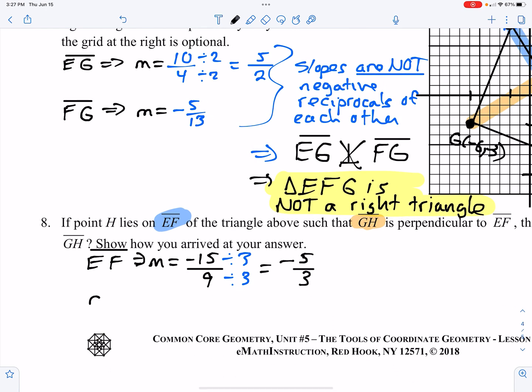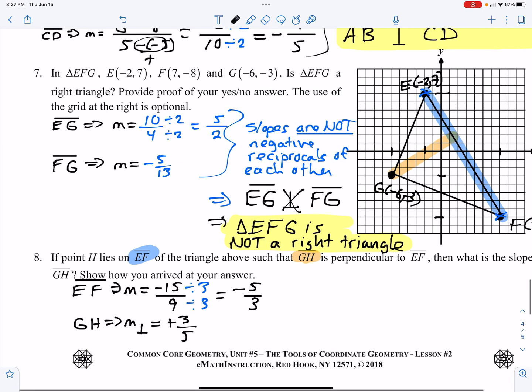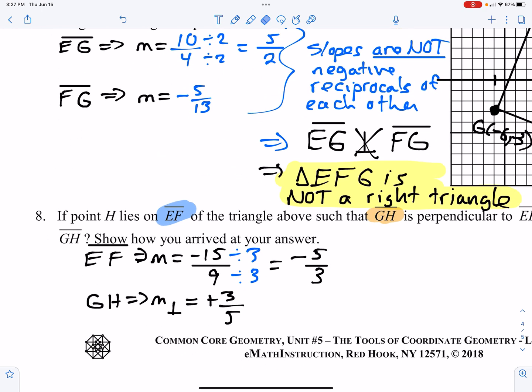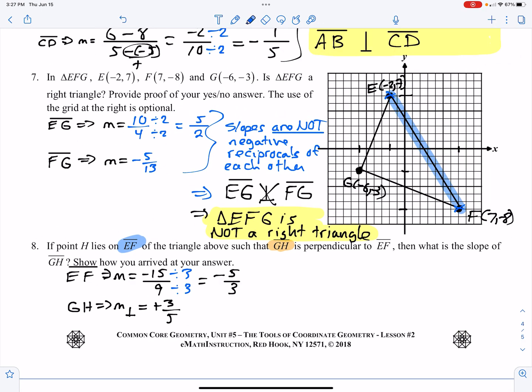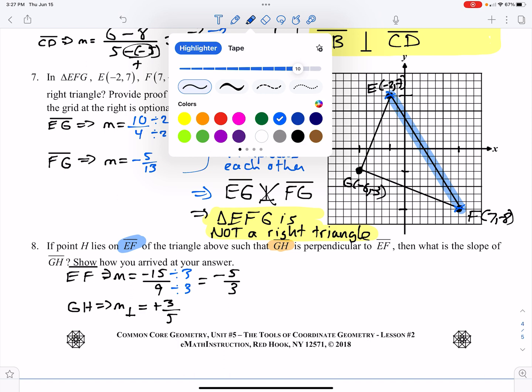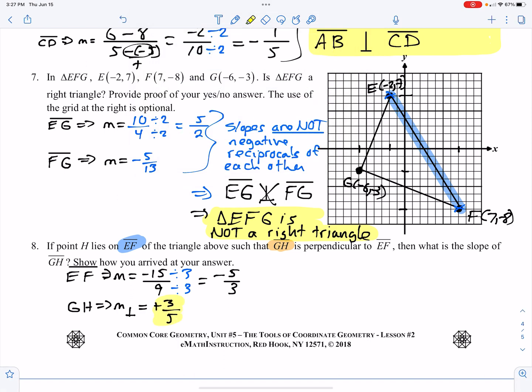Now, GH has to have a perpendicular slope, which would be the negative reciprocal of that. So take the reciprocal, 3/5, and change the sign from negative to positive. How do we do that? First of all, what is the slope? The slope is going to be positive 3/5.